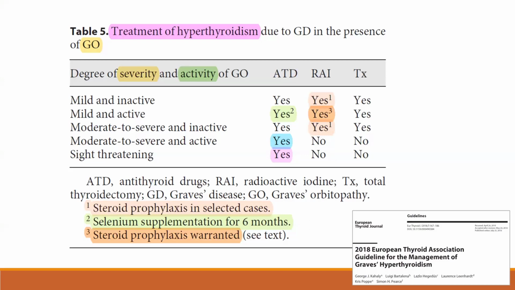But in a case of moderate to severe and inactive, medication and surgery are the preferred ones, and radioactive iodine with steroid prophylaxis can also be used. Don't forget that in mild and active, selenium may be used for 6 months. But in the case of moderate to severe and active Graves' orbitopathy, there is no role for radioactive iodine ablation or surgery. The best one is medication. In sight-threatening disease, medical therapy is the best one, anti-thyroid drug. So radioactive iodine is contraindicated in a case of moderate to severe and active Graves' orbitopathy, and sight-threatening Graves' orbitopathy. Otherwise, radioactive iodine can be used.